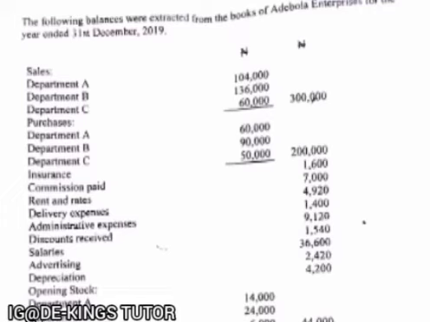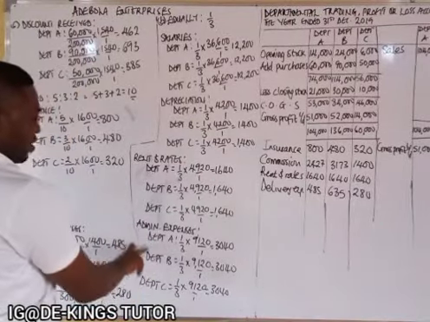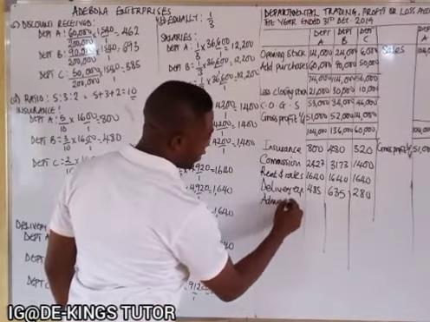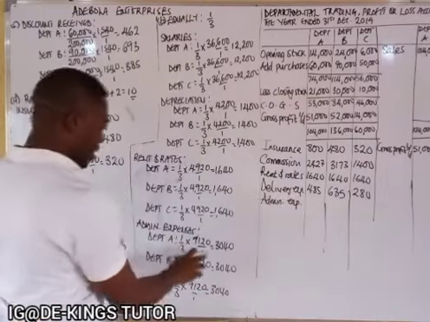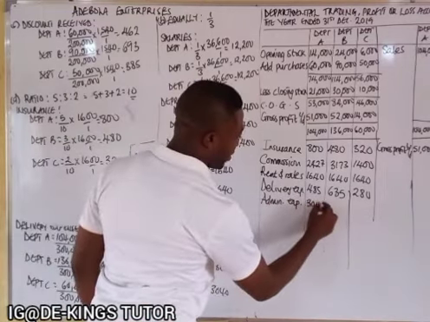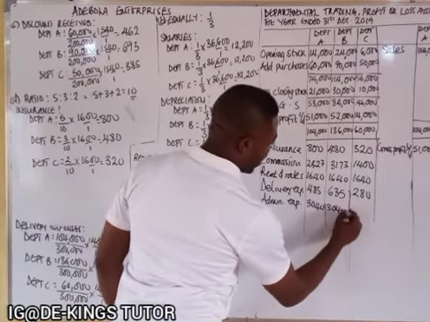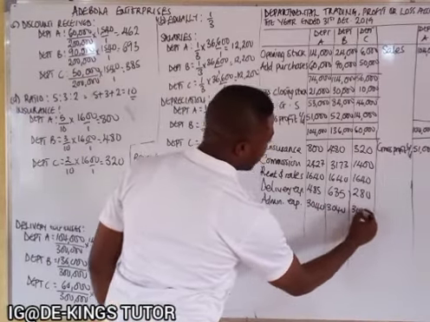Okay. The next one is administrative expenses. We have done it here. Look at it here. So we have admin expenses. A is 3040, B is the same, 3040, and C is 3040.